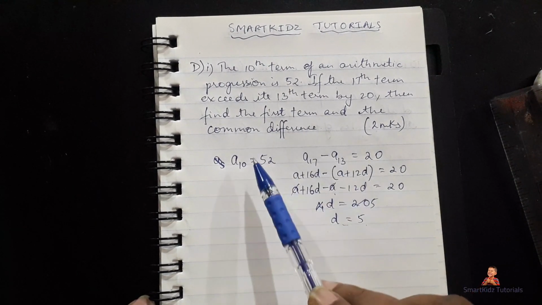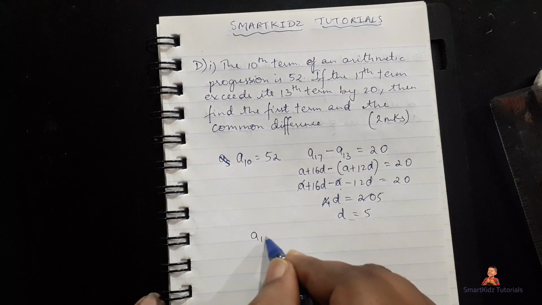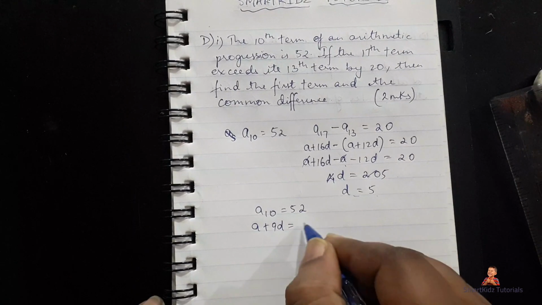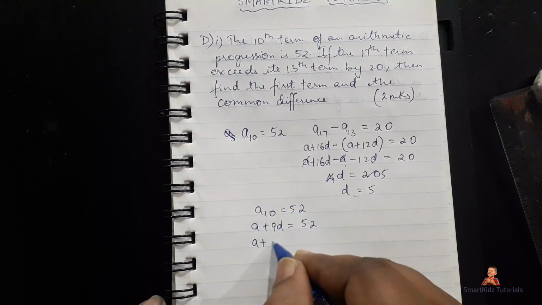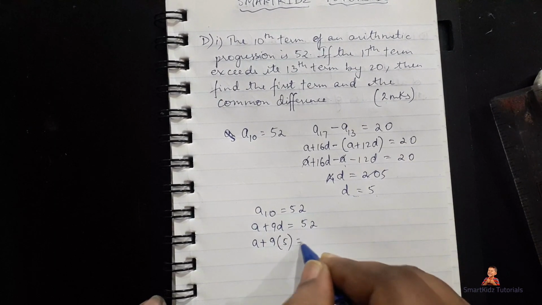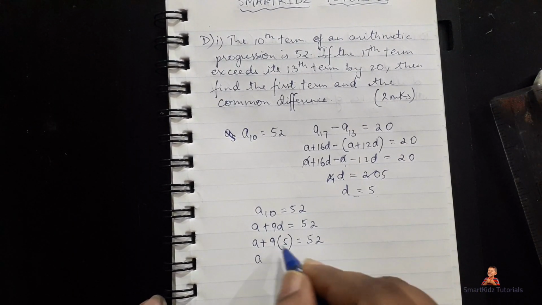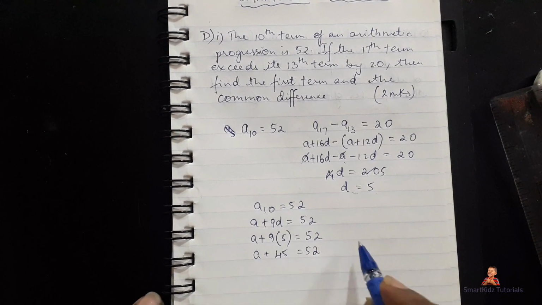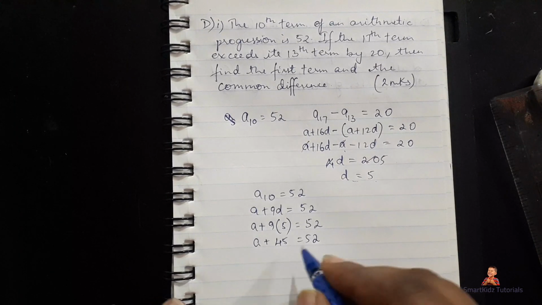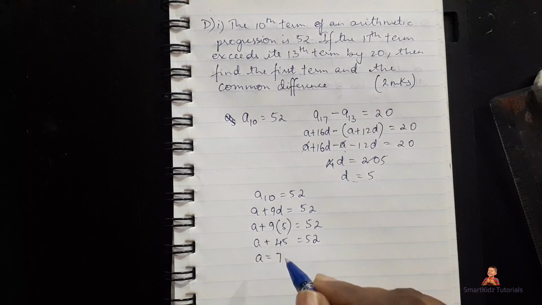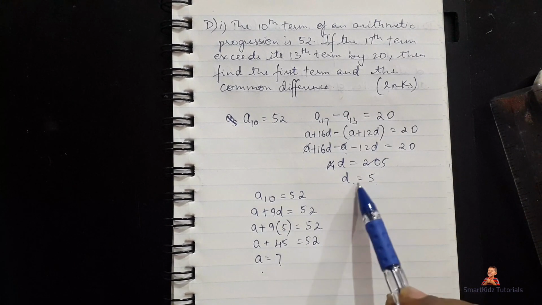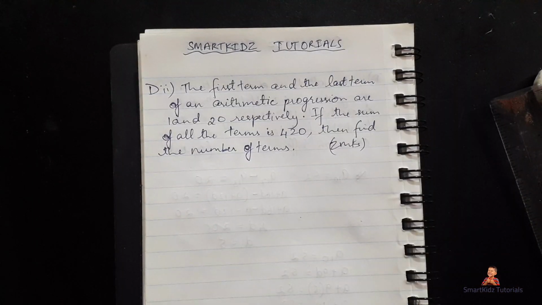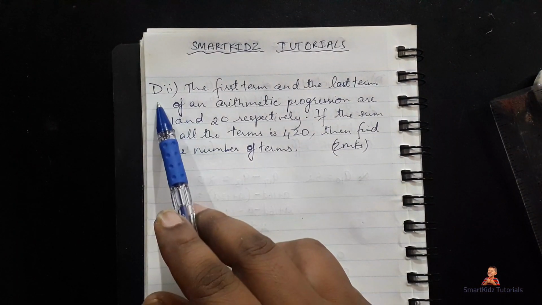Now we were asked to find the first term and the common difference. Common difference we found. Let's find the first term. We are given A10 equal to 52. We can write this as A plus 9D equal to 52. A is what we need to find out. D we have just found as 5, so we will substitute it there. 9 into 5 gives 45, so A plus 45 equals 52. When I take 45 to the right hand side, it will become negative. 52 minus 45 will give me 7. That means the first term is 7 and the common difference is 5. That solves our problem.